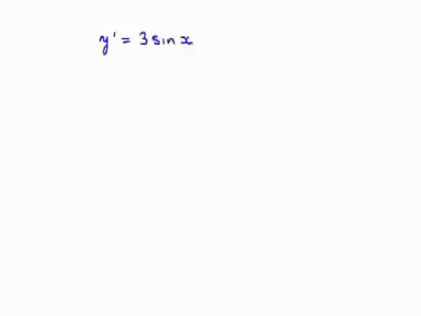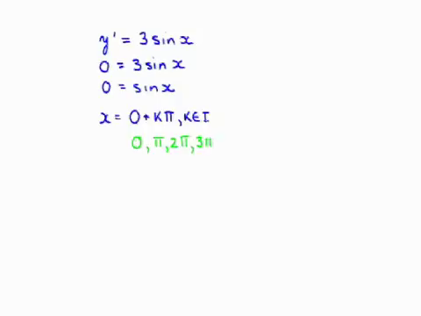Well, my maxima occur when my first derivative is equal to 0 or does not exist. We also have to consider endpoints, but we'll talk about that later. So we set y prime equal to 0, and we solve for x, and we realize that x is equal to 0 plus k pi, where k is an element of integers. If you translate that, it means that we create a sequence that's heading off in both directions. It goes 0, pi, 2 pi, 3 pi. It's jumping by increments of pi. And if you go in the other direction, it goes from 0 to negative pi to negative 2 pi, and so on.